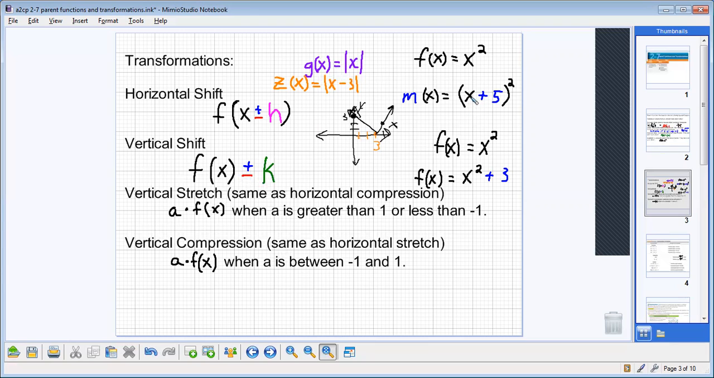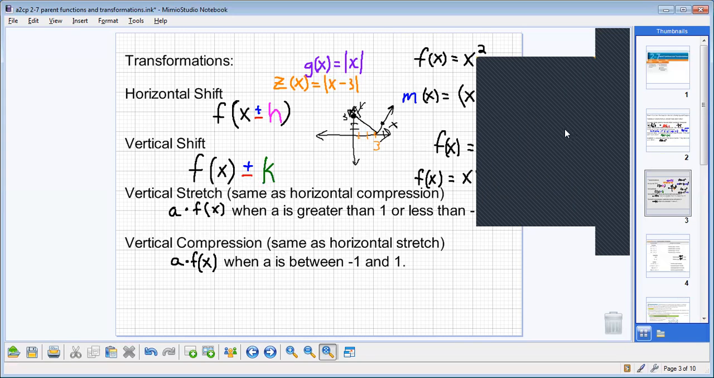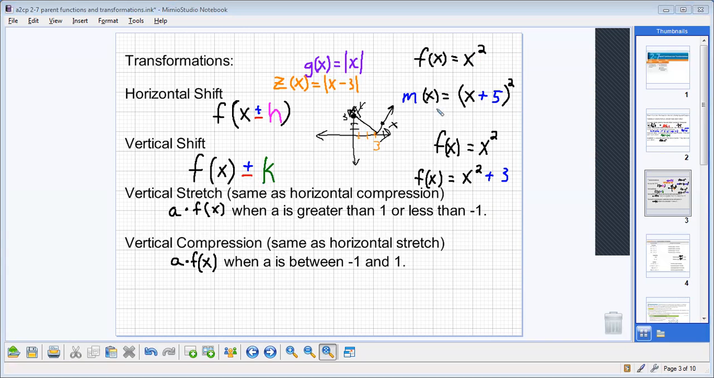Well, I need a negative 5. So that means that this graph would be shifted 5 units left. So function m would be 5 units to the left. So it's a horizontal shift. If you just say 5 units to the left, I'm just going to put 5 units left. And that is a horizontal shift. I know that's a horizontal shift because left would be horizontal.